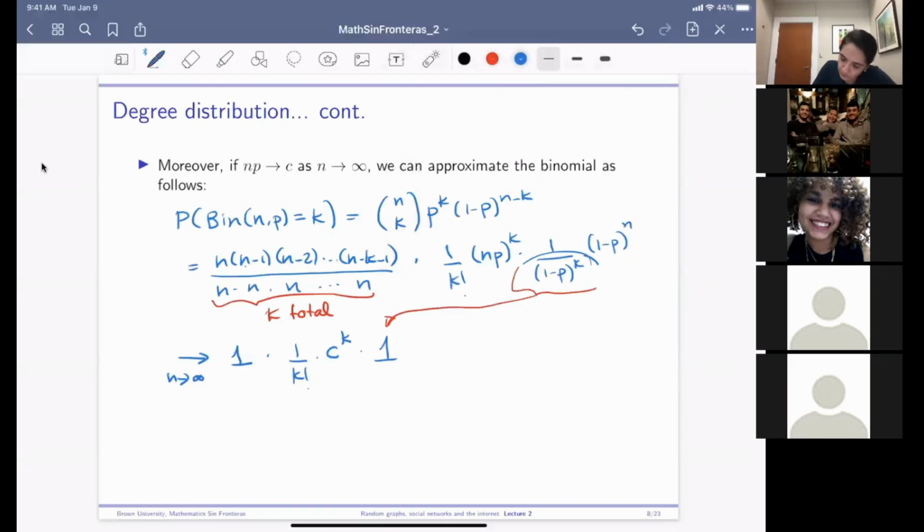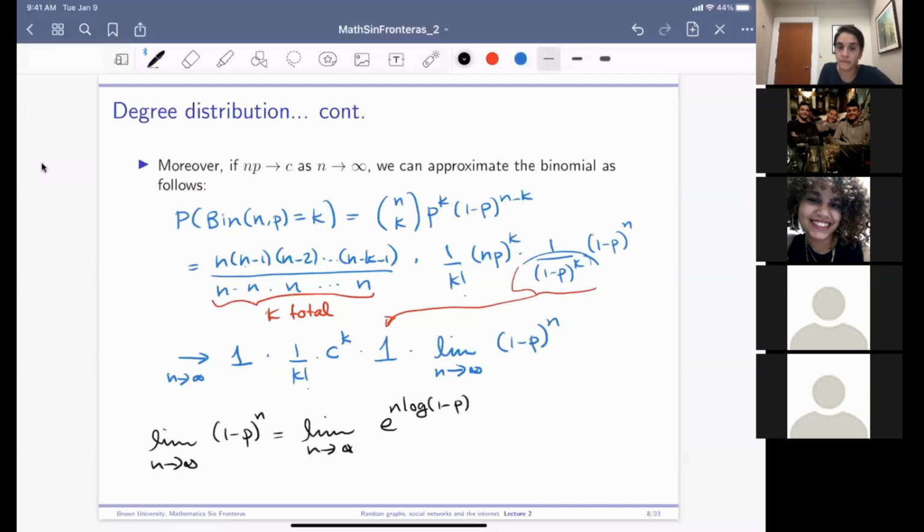Finally, the last term I'm going to do separately, because that's the one that you may or may not have seen before, which is 1 minus p to the n. Now, to compute this last limit, I'm going to write it down as follows. The limit as n goes to infinity of 1 minus p to the n is the same thing as the limit as n goes to infinity of e to the n times the logarithm of 1 minus p. Natural logarithm, of course.